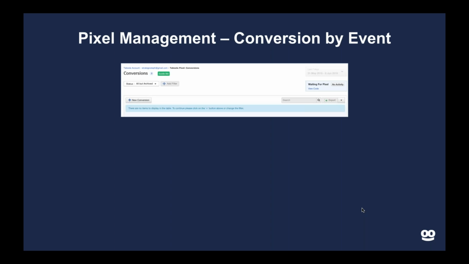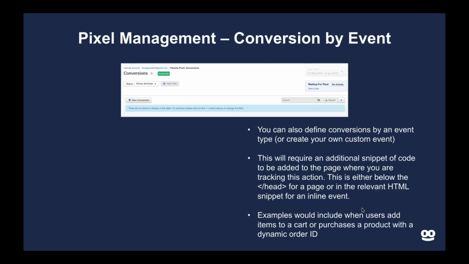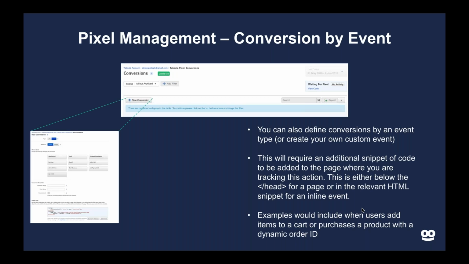Additionally, you'll have the option to create a conversion by event type. You can define conversions based on where users are going or if they interact with a dynamic button. This will require an additional snippet of code to be added to the page where you are tracking this action. This is either below the head for a page or in the relevant HTML snippet for an inline event. Examples would include when users add items to a cart or purchase a product with a dynamic order ID.